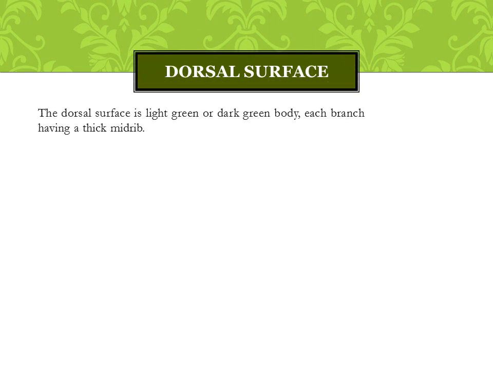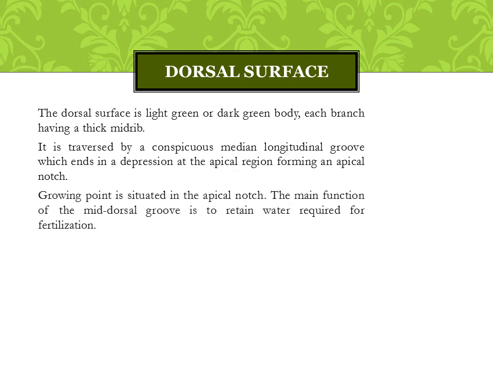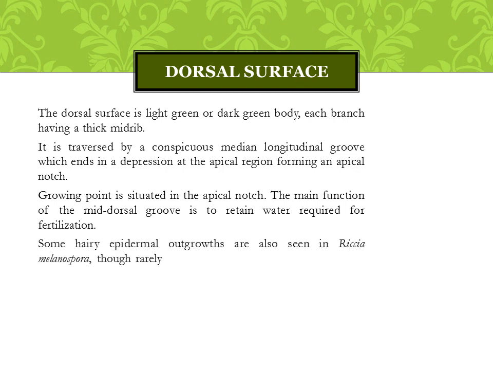The dorsal surface is a light green or dark green body, each branch having a thick midrib, and it is traversed by a conspicuous median longitudinal groove which ends in a depression at the apical region, forming an apical notch. The growing point is situated in the apical notch, and the main function of the mid-dorsal groove is to retain water required for fertilization. Some hairy epidermal outgrowths are also seen in Riccia melanospora, though rarely.